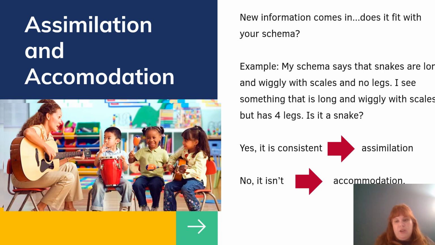Same thing, we talked about the horse's schema. Well, now I see something that looks like a horse, but it has a big horn on its head. It's in a book, and wait, that's not a horse, but it's kind of like a horse. Oh, it's a unicorn. So you have to have accommodation; you have to change your schema to fit with the new information that you have.